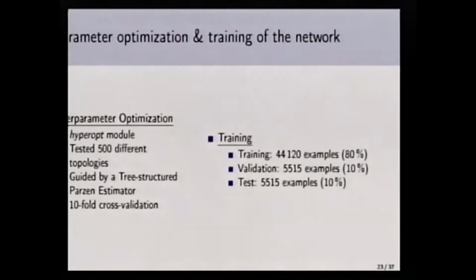To do this, we used this hyperopt module. This is a Python module, and it navigates through this space of possible topologies intelligently. It tests a few random topologies, and then by this tree-structured Parzen estimator, it can suggest new candidate topologies to test. And this is what we did: we tested 500 different topologies, and we chose those that had the best median loss in a 10-fold cross-validation test, right? So we tested lots of topologies, found the best one, and went with it. And this was the setup.